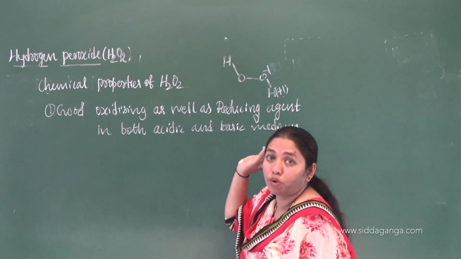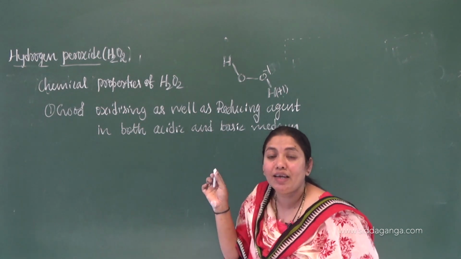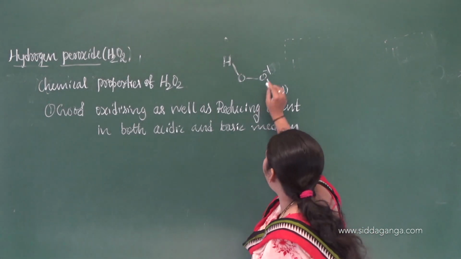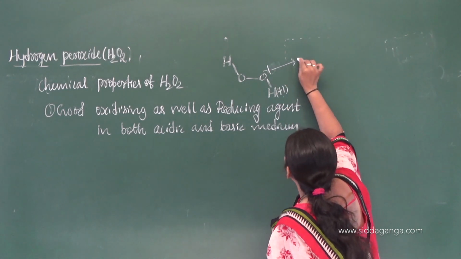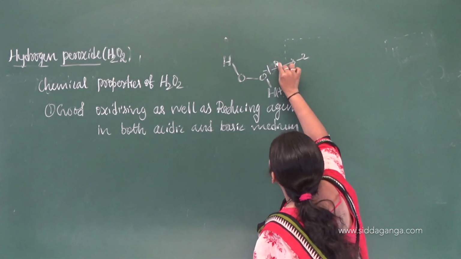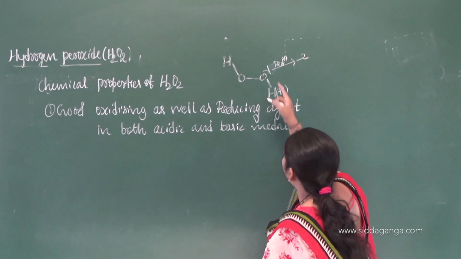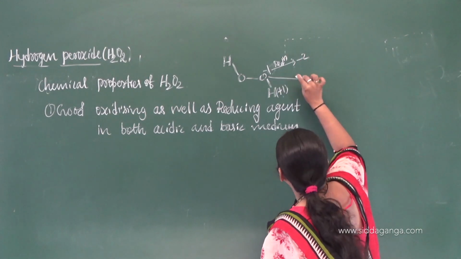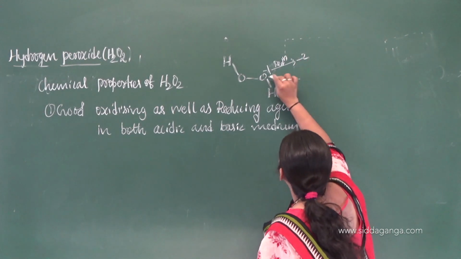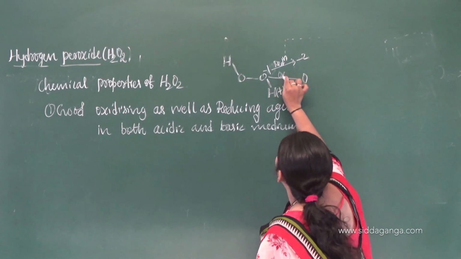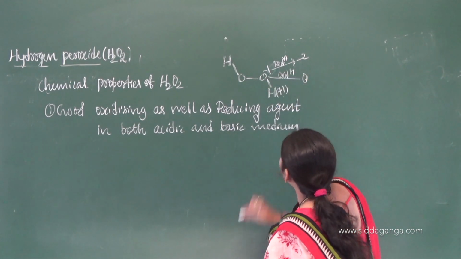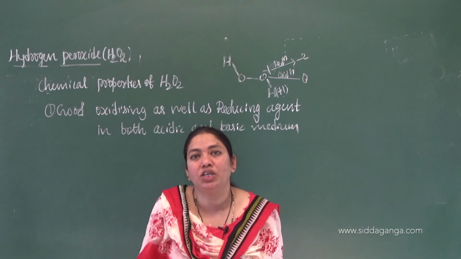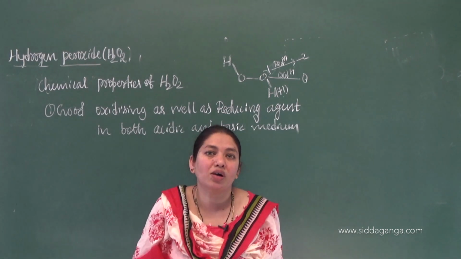It is always +1 only, the exception being hydrides. There the oxidation number of hydrogen is -1, but that is not required here. If the oxidation number is converted from -1 to -2, what can we call this one? Reduction, because there is a decrease in the oxidation number from -1 to -2. If the oxidation number is converted from -1 to 0, we can call this oxidation because there is an increase in the oxidation number. So simply, oxidation is increase in the oxidation number, reduction is decrease in the oxidation number.